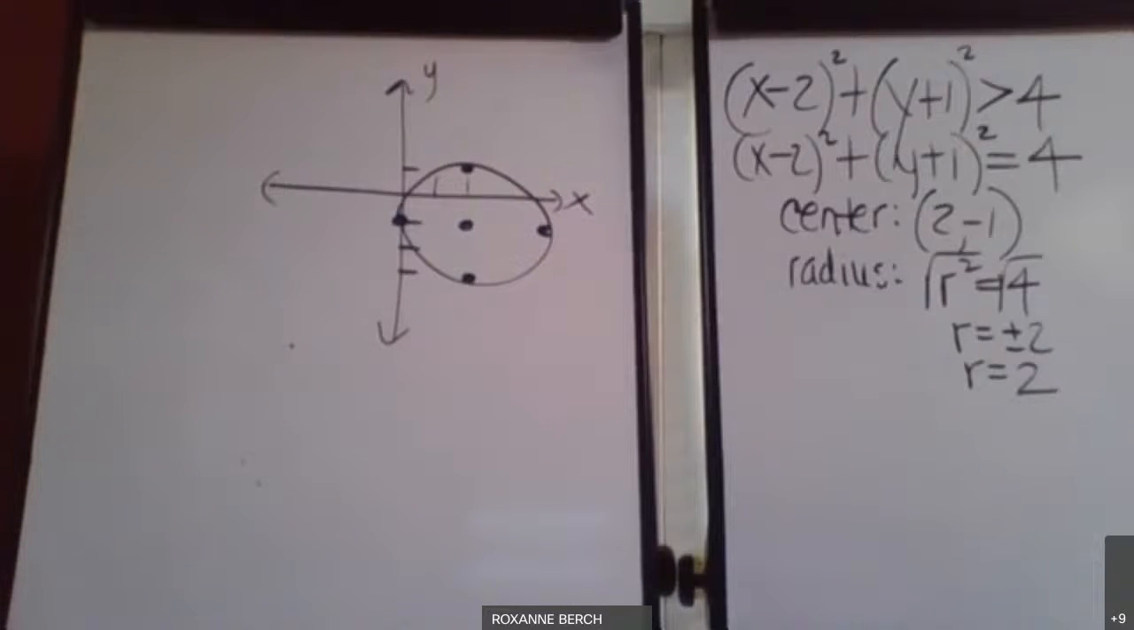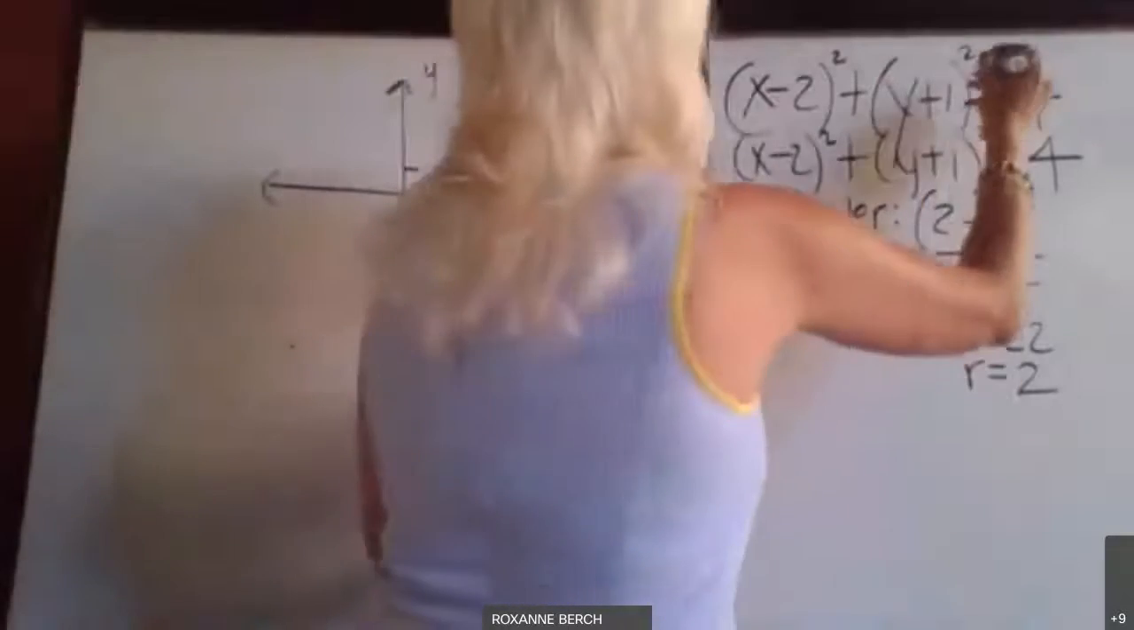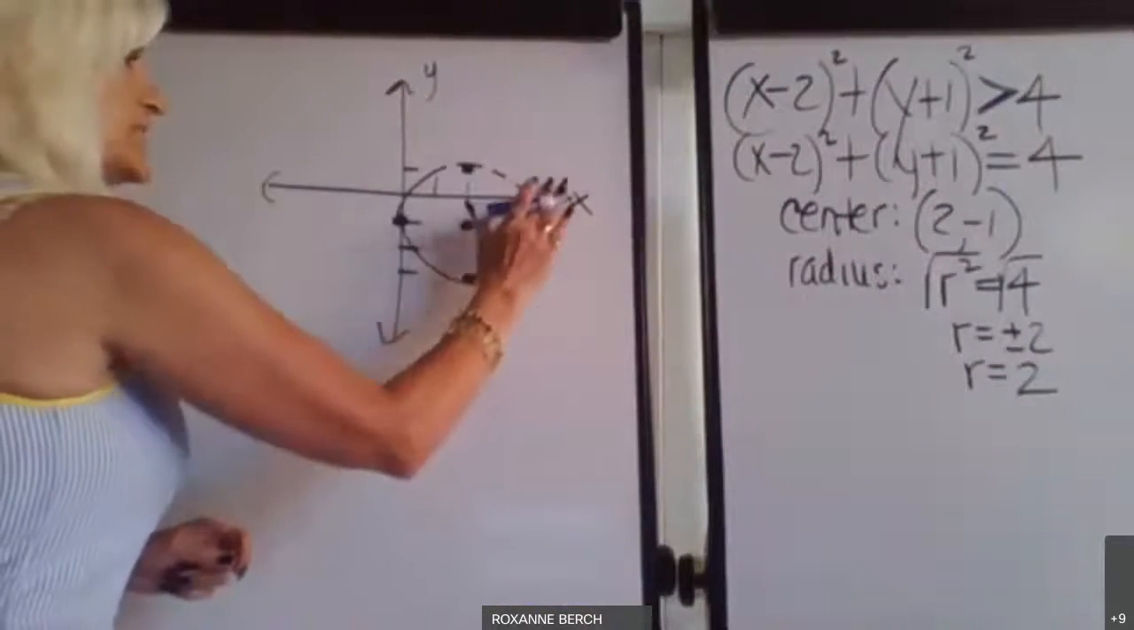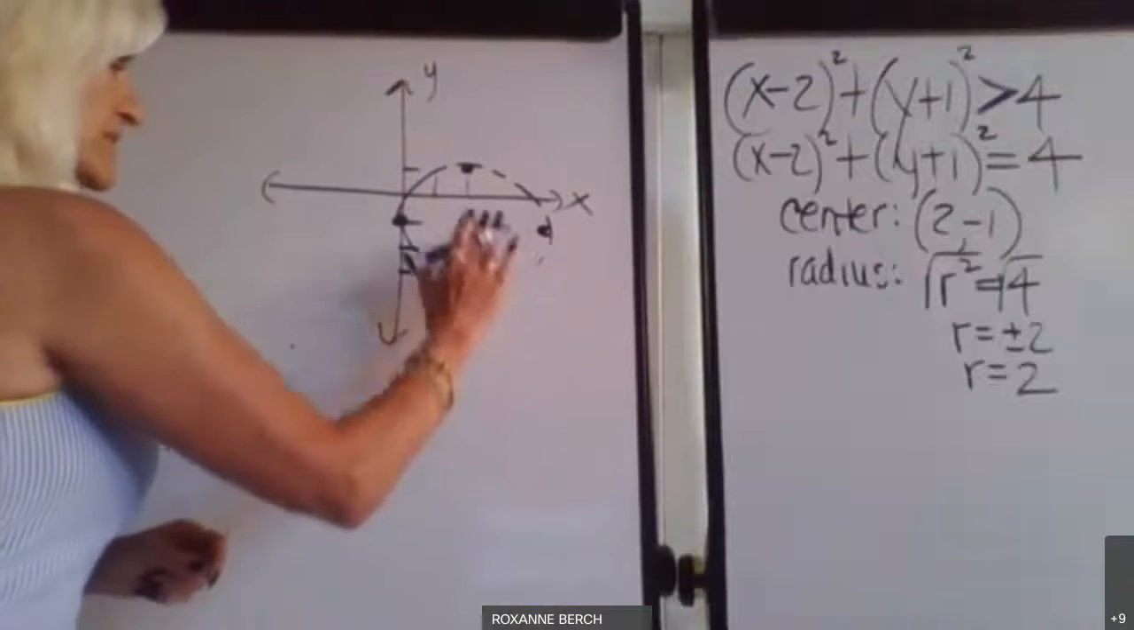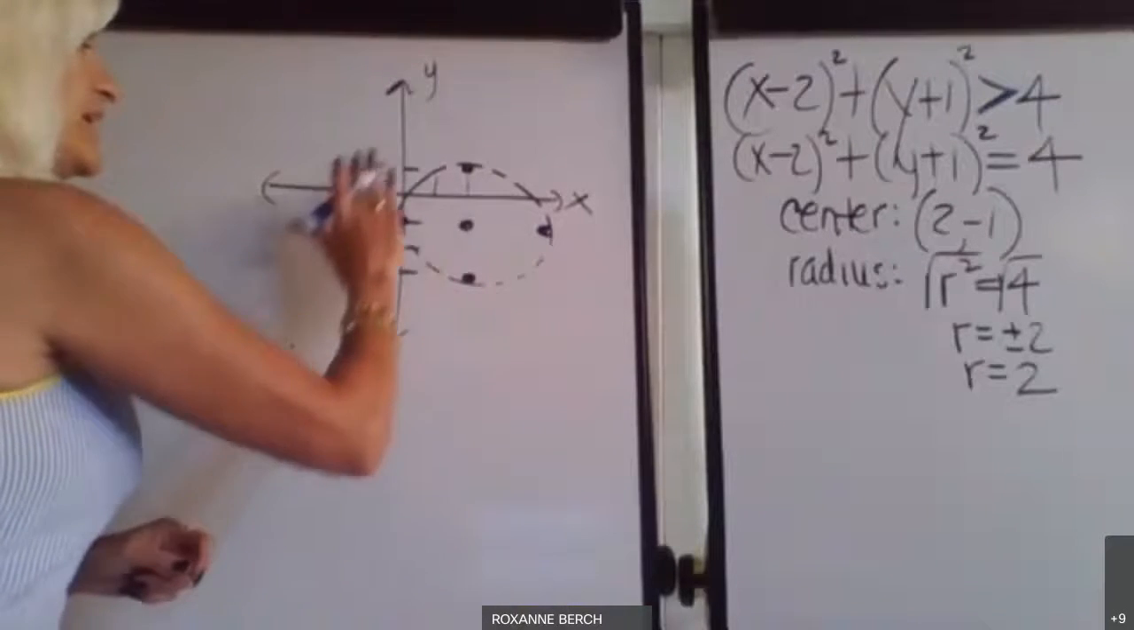Now we look at the inequality. It's strictly greater than. So that means the boundary of the circle is dotted, which means the solutions cannot be on the boundary.